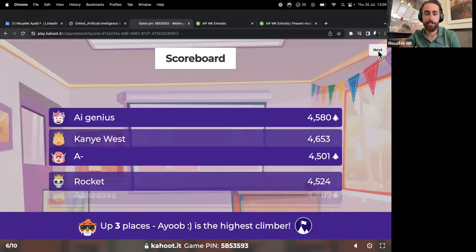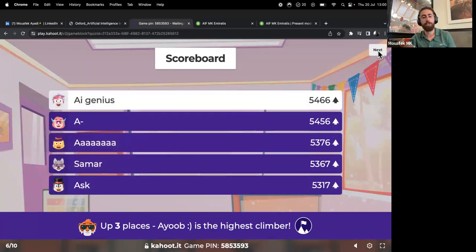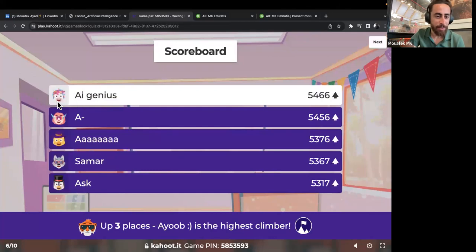Next question. Oh, Kanye West has lost. The AI genius is doing it. I have a feeling it's a she, but in a genderless world, we cannot assume people's gender. So good for you, AI genius. AI minus, I was just kidding. You can be AI plus plus. And this is like screaming at me. Thank you.